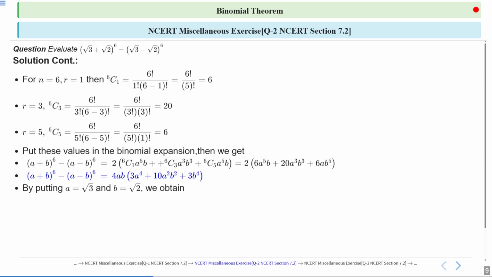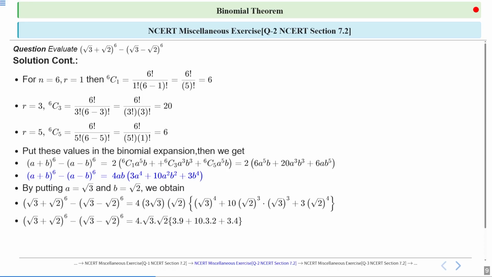Now by putting a equal to root 3 and b equal to root 2, we obtain (root 3 plus root 2) whole to the power 6 minus (root 3 minus root 2) whole to the power 6. This is equal to 2 times [6 times root 3 into root 2 multiplied with (root 3) whole to the power 4 plus 10 times (root 2) to the power 3 into (root 3) whole cube plus 3 into (root 2) whole to the power 4].